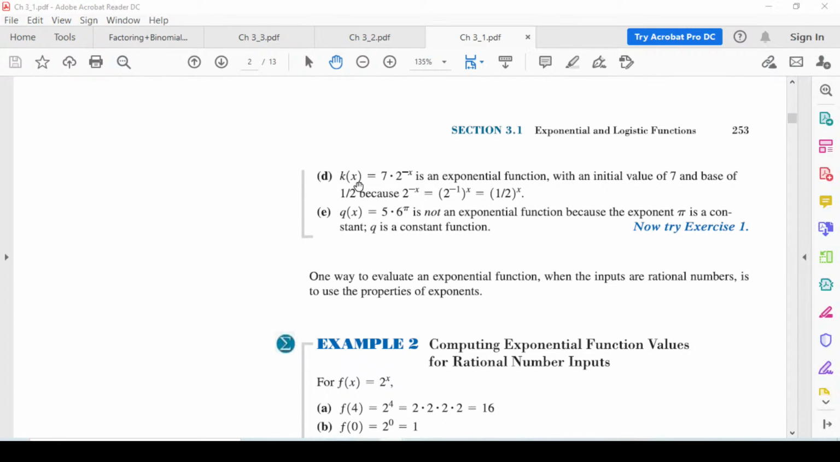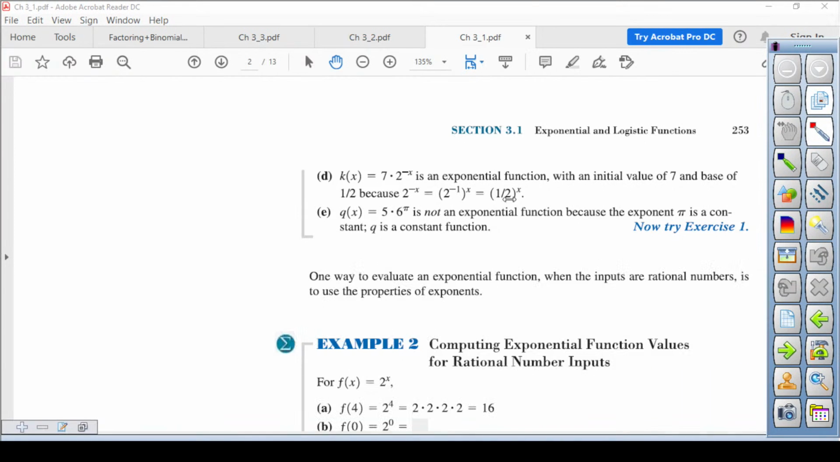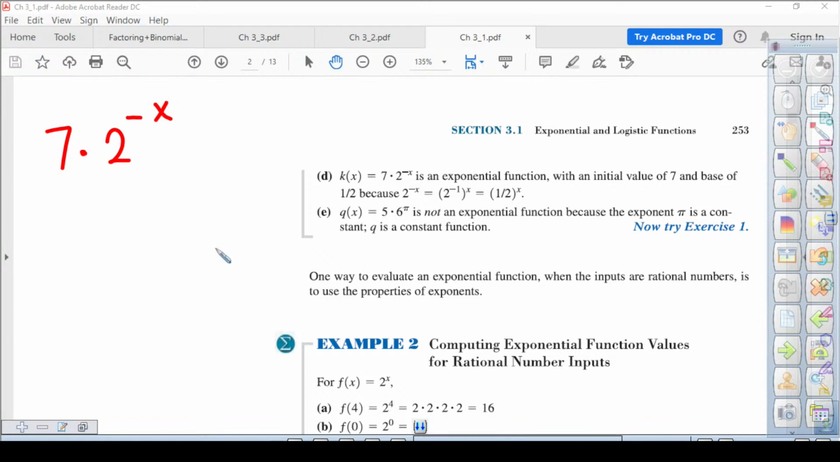This one says an exponential function with 7 as a base... okay, hold on, let me put this here: 7 times 2 to the negative x. I'm getting a negative exponent. Alert, alert, what do I need to do? Negative exponent, what do I need to do? Who's unhappy here?